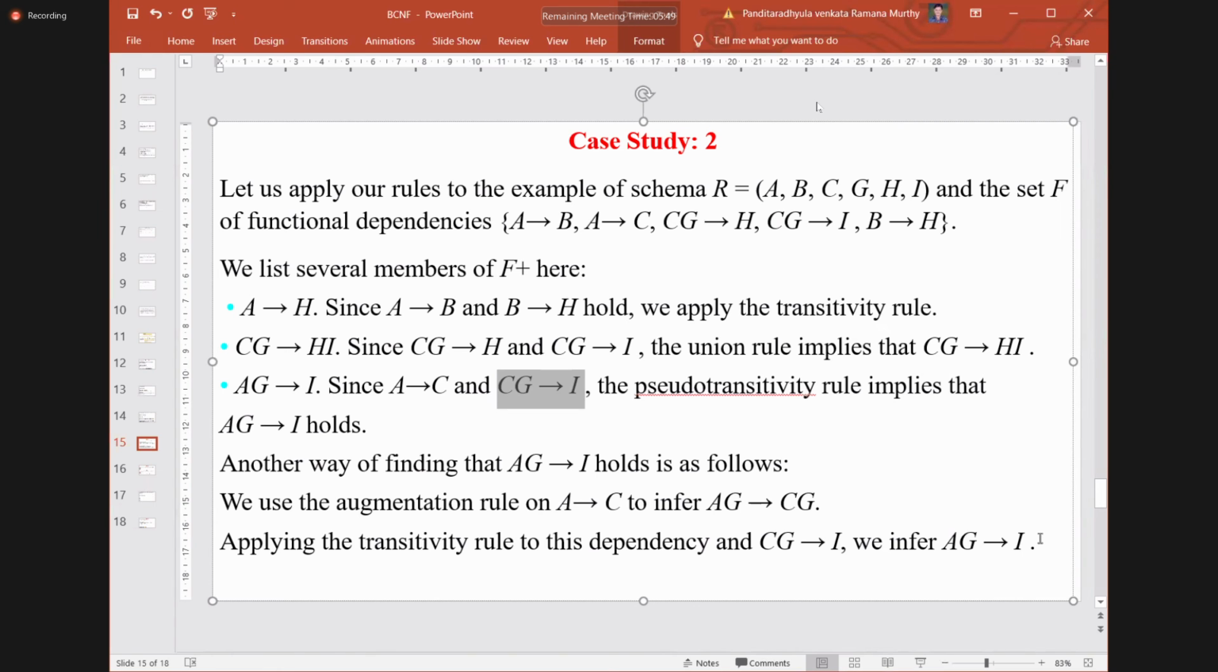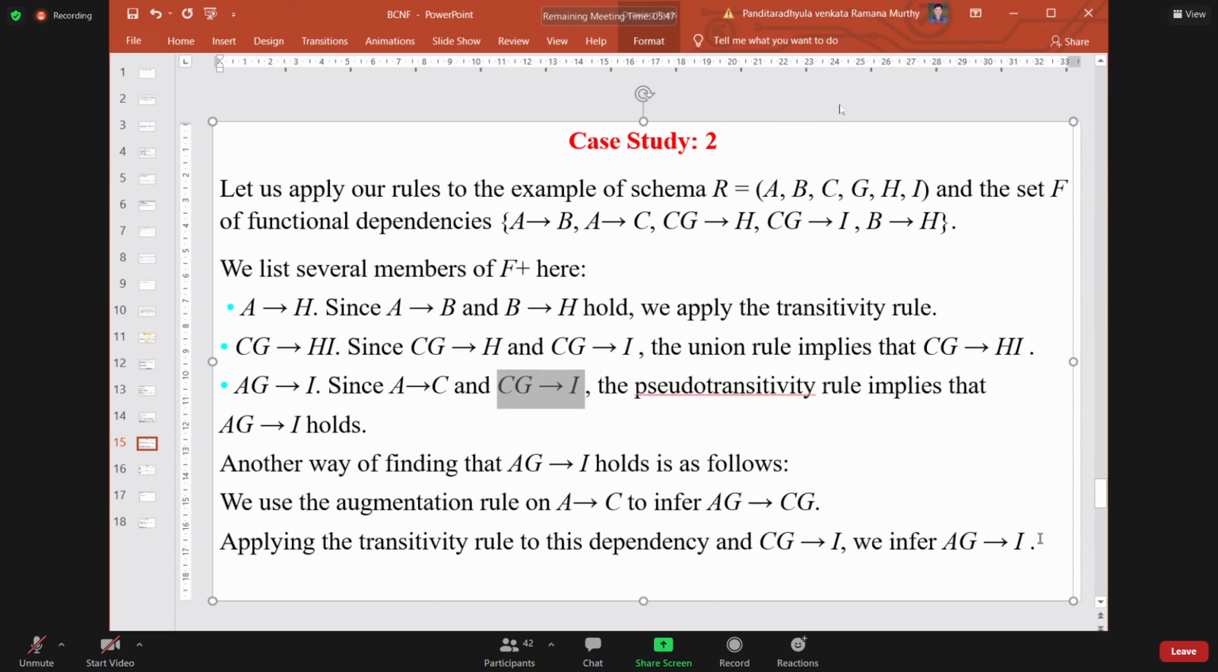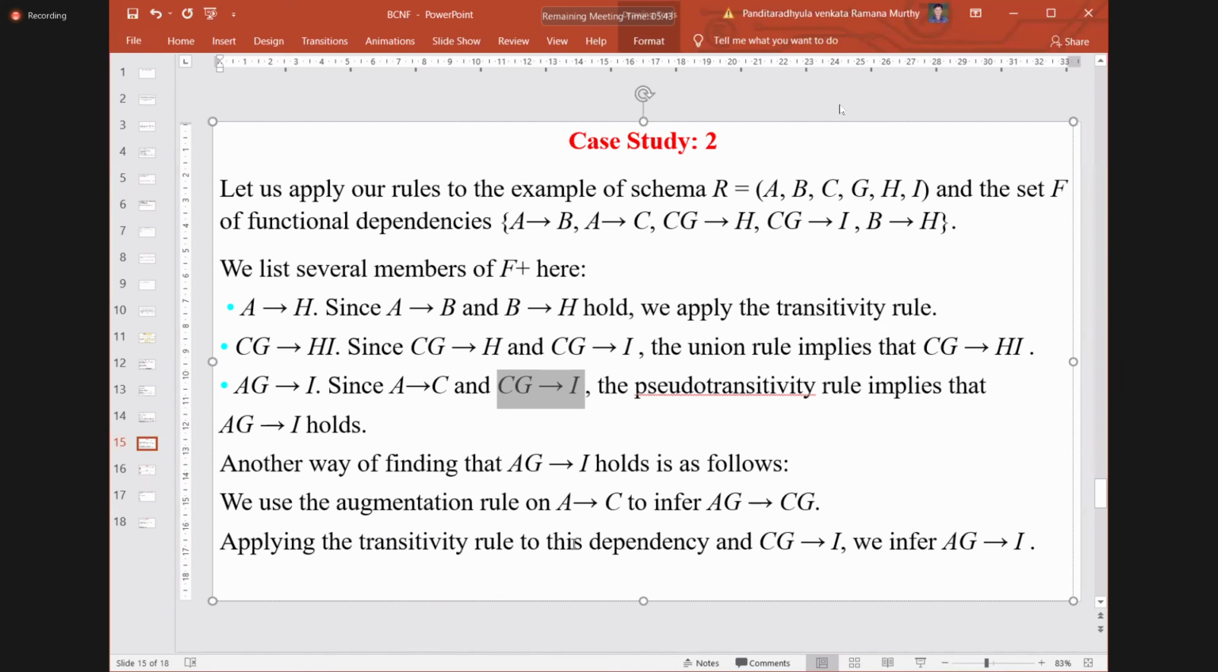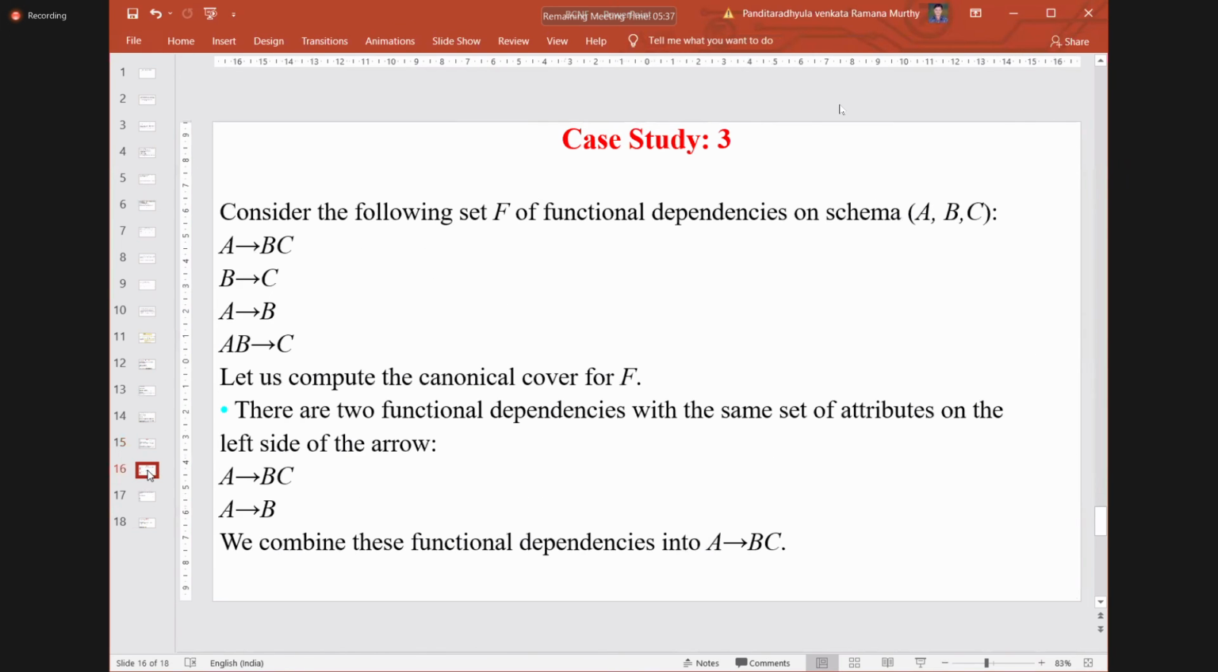So this is the way we can create functional dependencies. We can create F closures. Similarly, sometimes you can delete some values also.